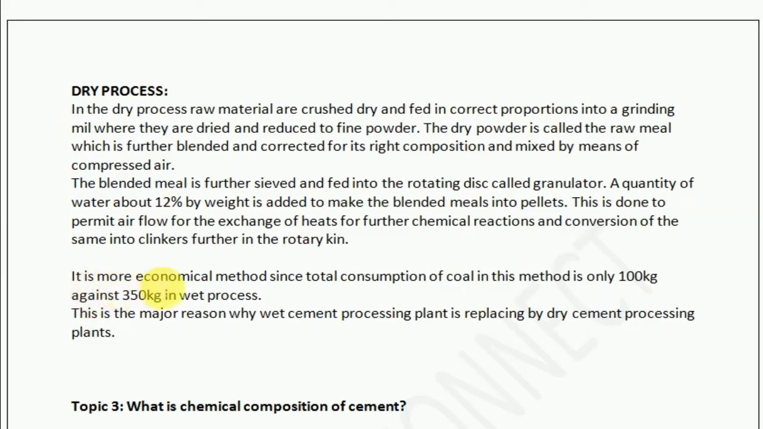Now this is the major reason why the dry process is used rather than the wet process: it is more economical, that is, more profitable for the industry, making this method more popular among the industry. It is more economical since total consumption of coal in this method is only 100 kg against 350 kg in the wet process. So basically, in the dry process less energy is consumed and hence it is cheap. This is the major reason why wet cement processing plants are being replaced by dry cement processing plants.